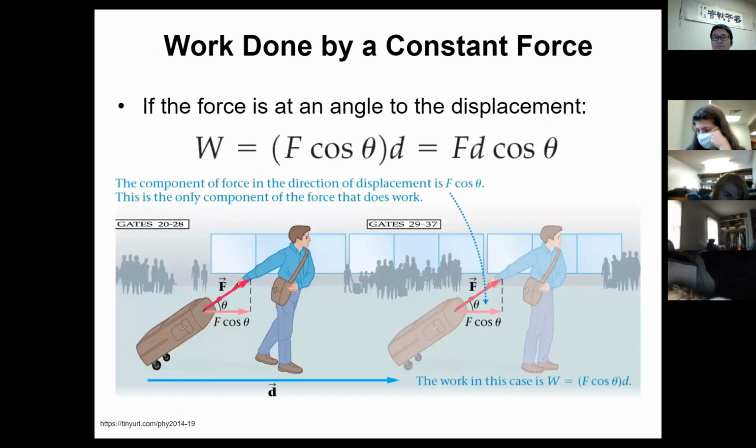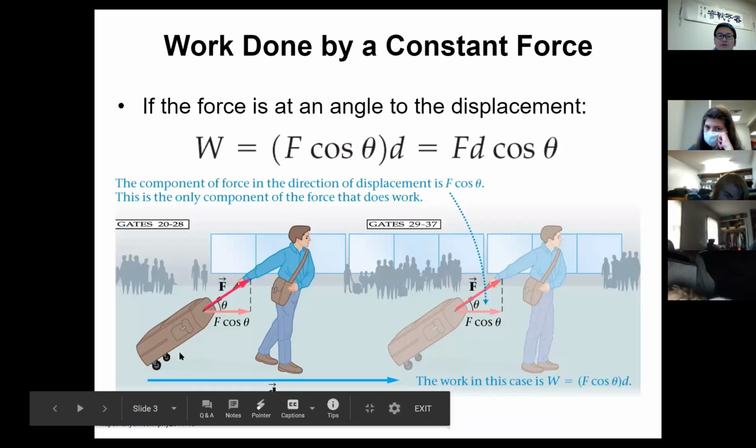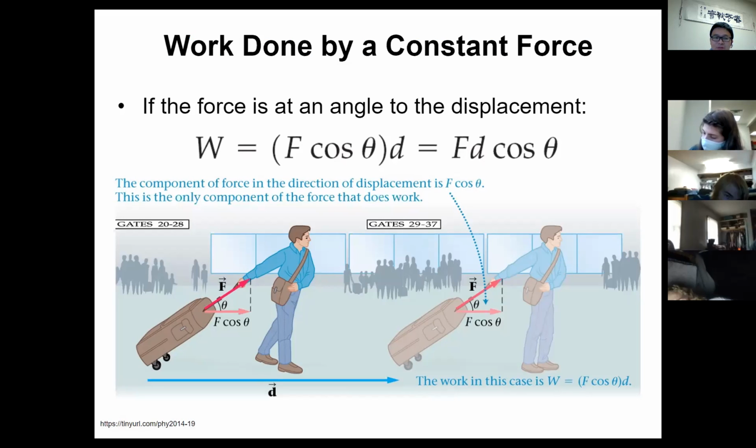You don't always have the force and the displacement in the same direction, right? For example, if you are in the airport pulling your suitcase, it's unlikely you are going to pull it horizontally. You are going to pull it at an angle with the horizontal. So then your force is in one direction and your displacement is in a different direction. In that case, you can resolve the force into two components: one component that's parallel to the displacement, and the other component that is perpendicular to the displacement.